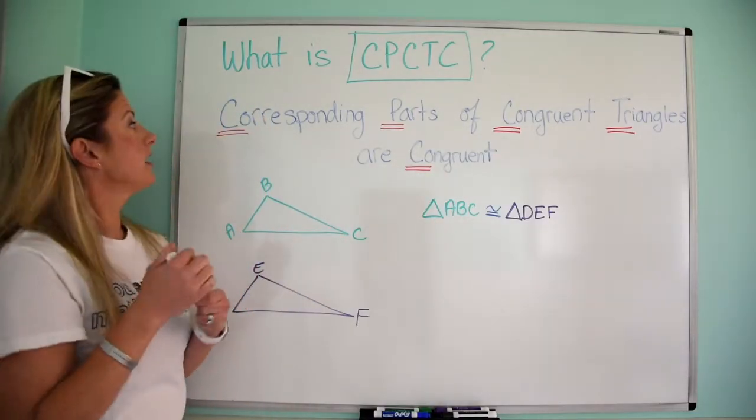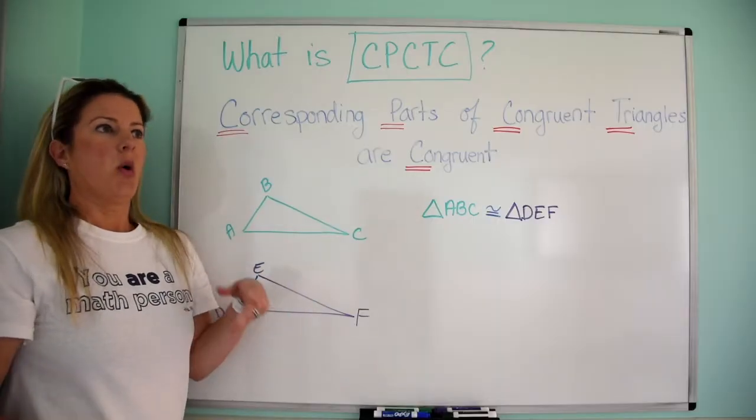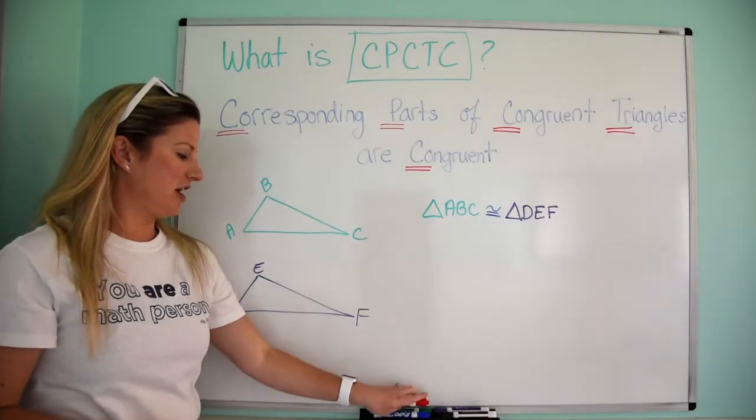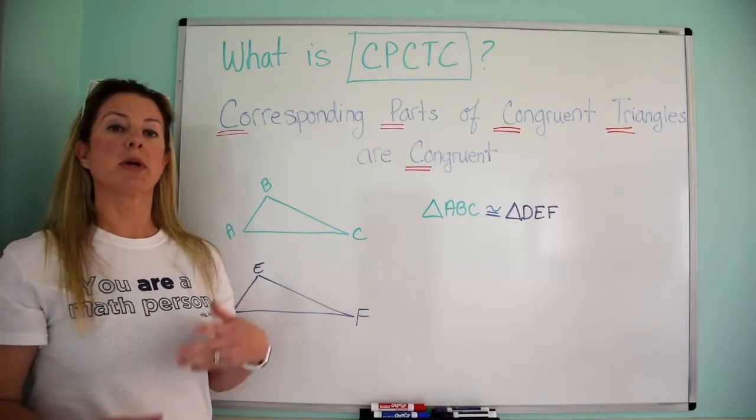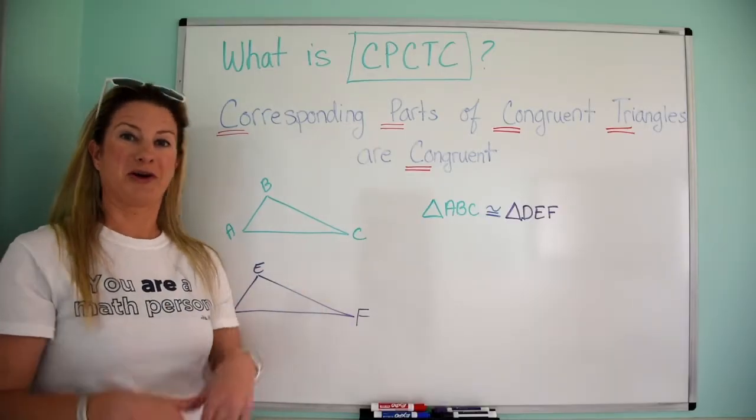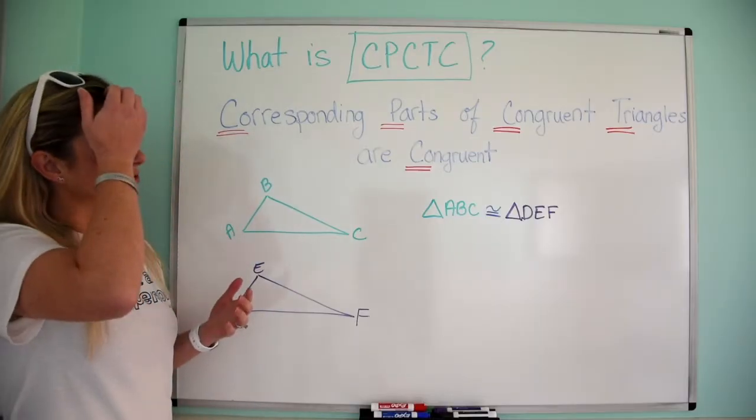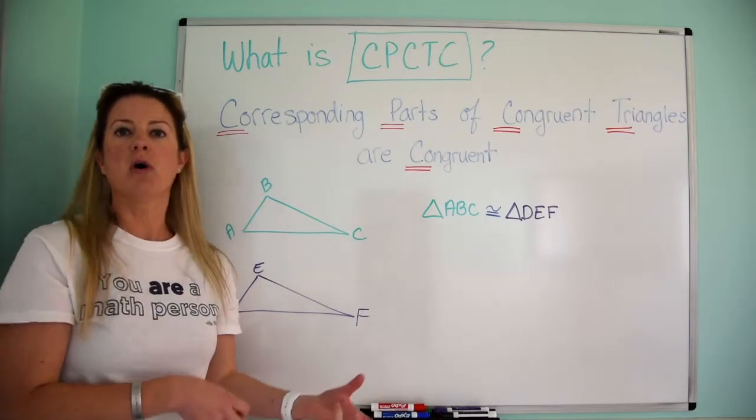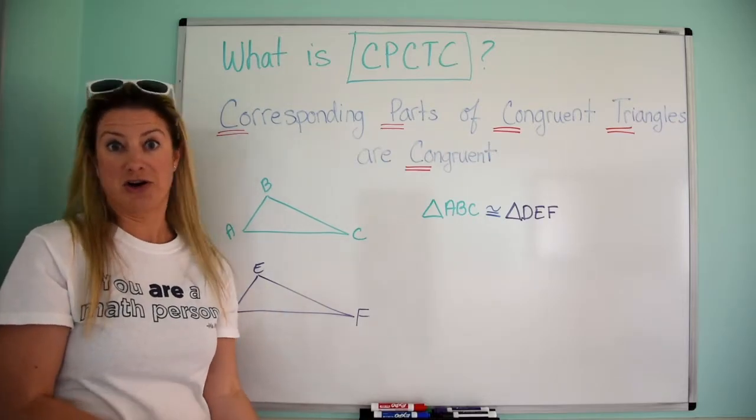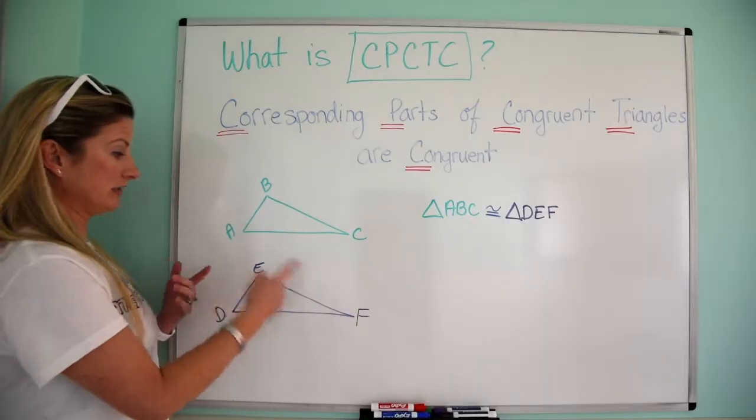So corresponding parts of congruent triangles are congruent, which is basically the definition of congruent triangles. So we know that two triangles are congruent if and only if all of their corresponding parts are congruent. And this becomes useful in proofs because if we know two triangles are congruent, then we know all of their corresponding parts are congruent. So for example, I have two triangles here, triangle ABC and triangle DEF.